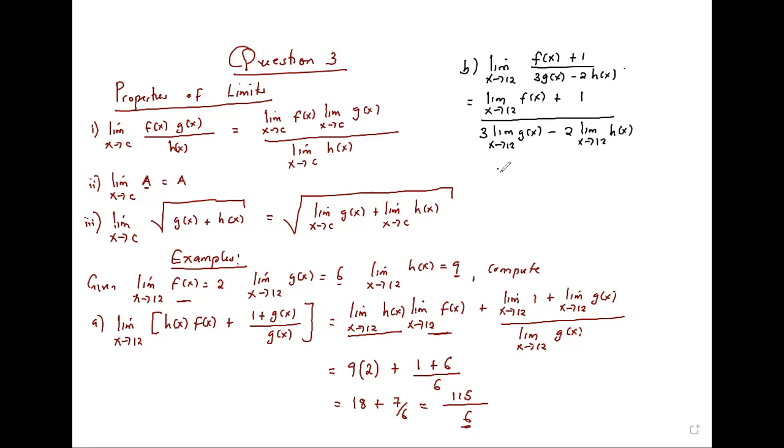Then now the limit for f, we are told it's 2. So 2 plus 1 over 3. The limit for g, it's 6. Minus 2. The limit for h, that's 9. So working out 3 over 3 by 6, that's 18. Minus 18. So we get 3 over 0. It's undefined. That is the answer.